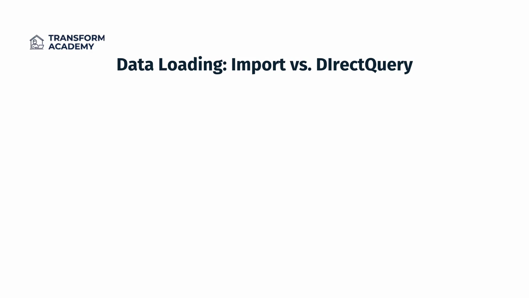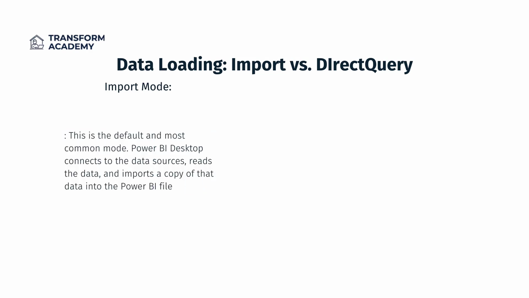When connecting to data sources, Power BI Desktop offers two primary connectivity modes that determine how your report interacts with the data source: import and DirectQuery. Import mode is the default and most common mode. Power BI Desktop connects to the data source, reads the data, and imports a copy of that data into the Power BI file. When the report is published, this data copy is stored within the semantic model in the Power BI service. Reports and visuals query this internal cached copy of the data.